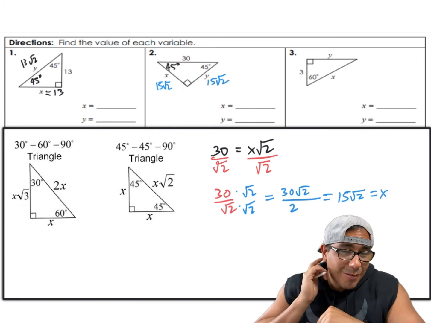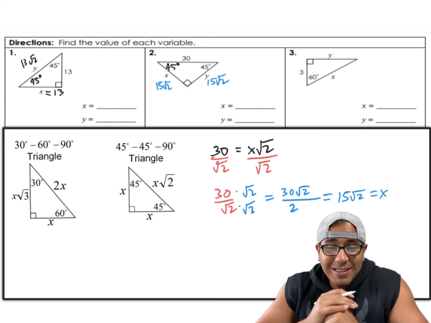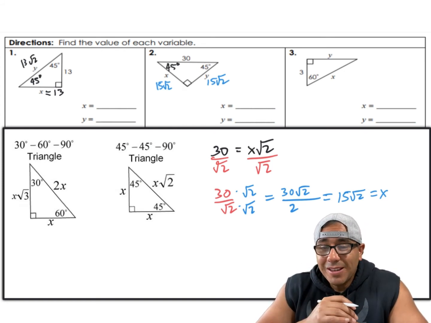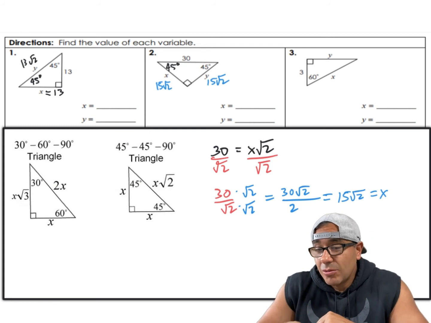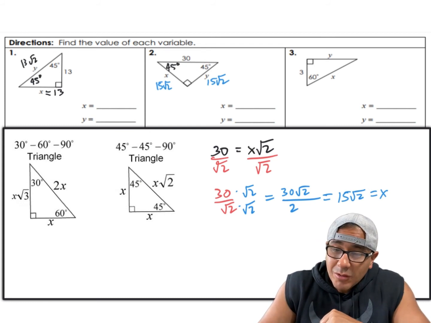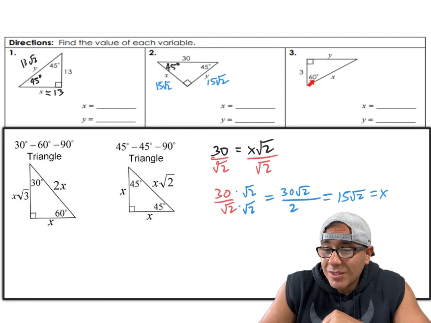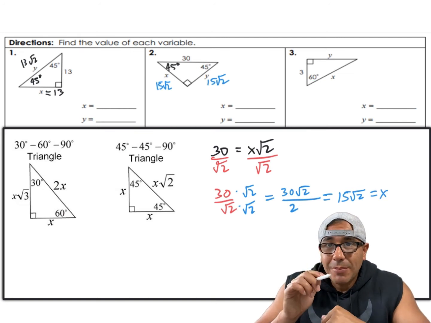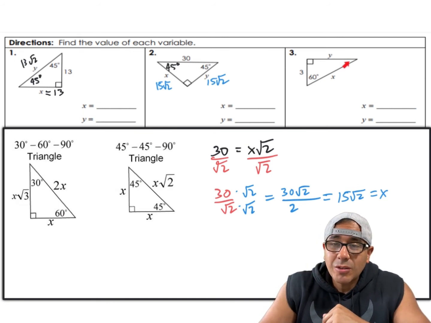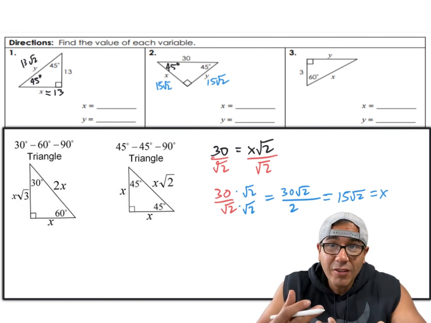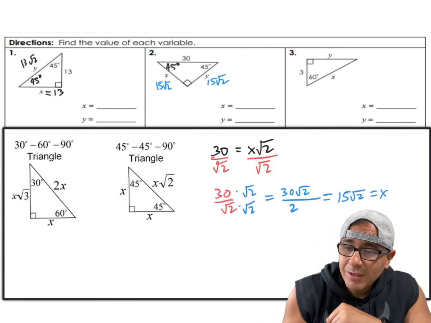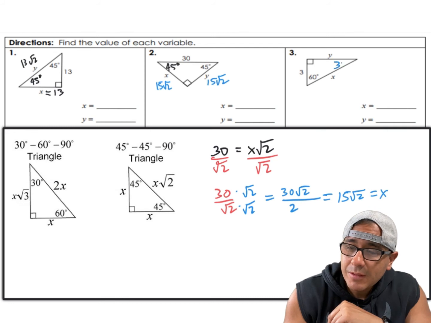All right, last but not least, number 3. Now they give you two of the angles. They tell you one angle is 90 degrees, one angle is 60 degrees. So that means this last angle is 30 degrees. Remember, they all have to add up to 180. You have a triangle, so this is 30 degrees.